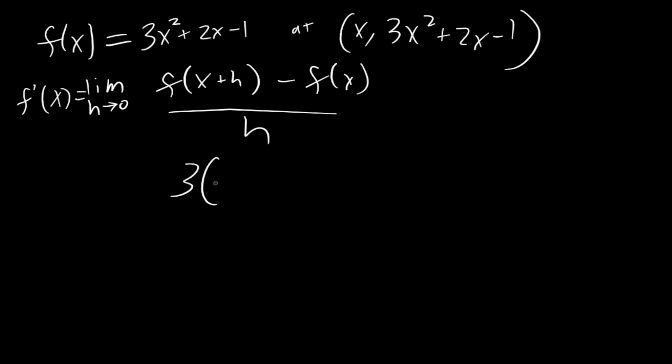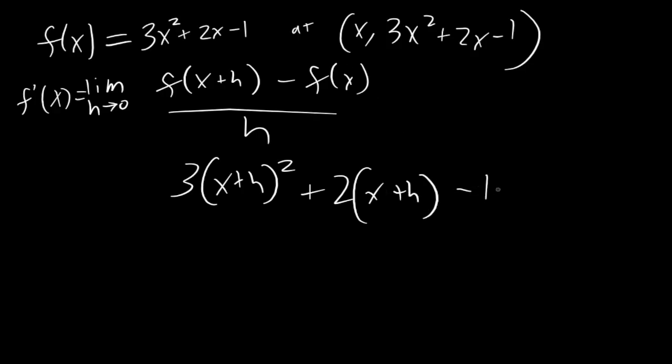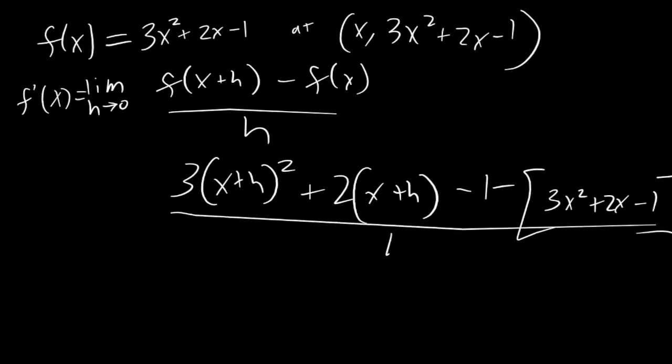3 multiplied by x plus h, and we see it's squared, so to the power of 2, plus 2 multiplied by x plus h, minus 1, minus f of x. And what is f of x? It's right here. So we're going to put that in a bracket: 3x squared plus 2x minus 1. And then we're going to put all that over h.